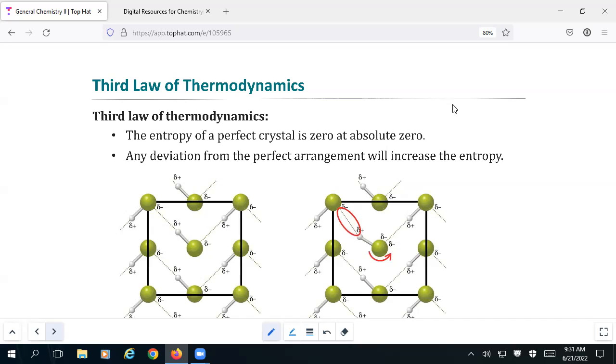So, this brings us to the third law of thermodynamics. The third law of thermodynamics states a zero point. And the zero point on the entropy scale harkens back to something that we talked about at the very beginning of chemistry. We talked about the Kelvin scale, and what the zero point on the Kelvin scale was: absolute zero. All molecular motion stops at absolute zero, right?